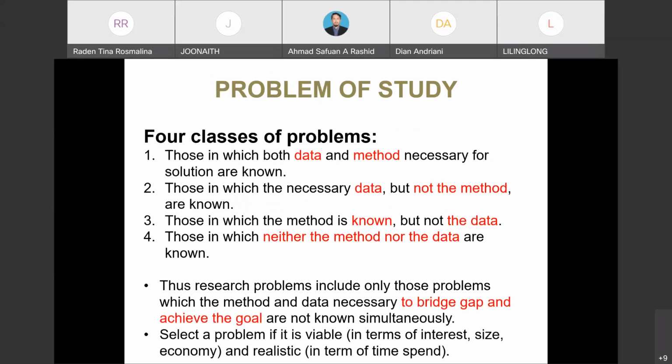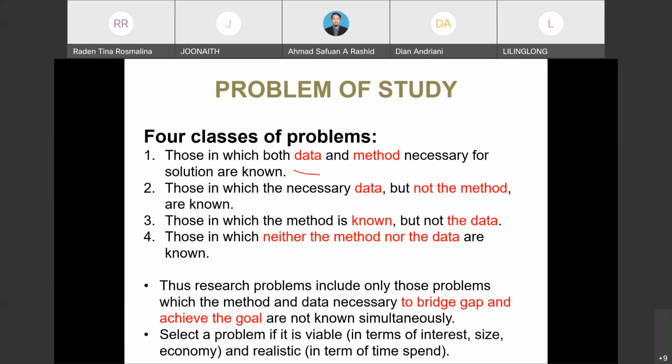Problem of study. Four classes of problems. Those in which both data and method necessary for solution are known. So this will be the grade one. The best is to get all the information from the thesis rather than from the journal, because the thesis will provide the detailed explanations. If we read the thesis and follow the steps provided by the previous researcher, we can guarantee that we have the data and methods necessary for solutions.